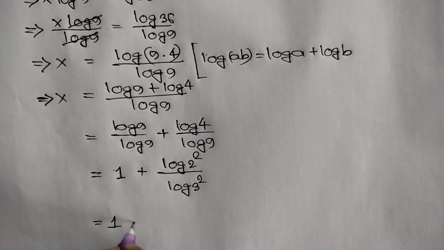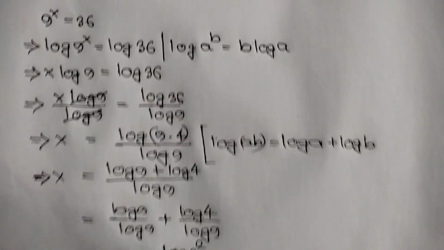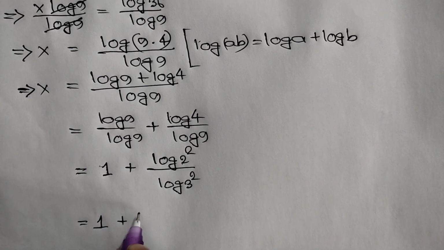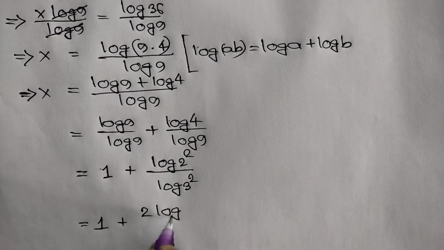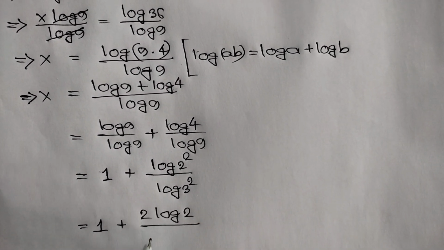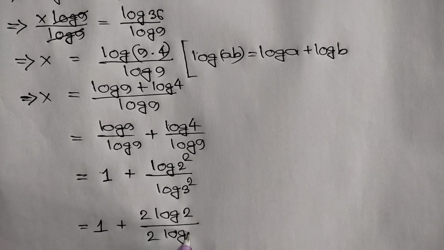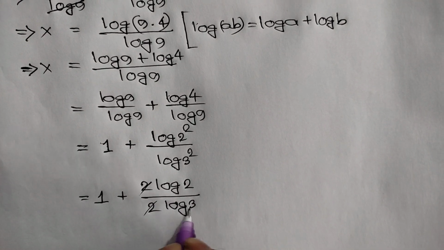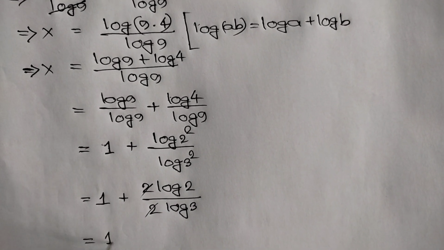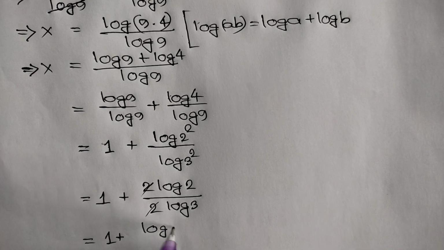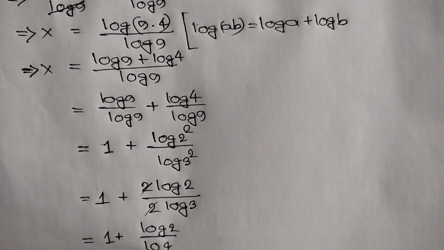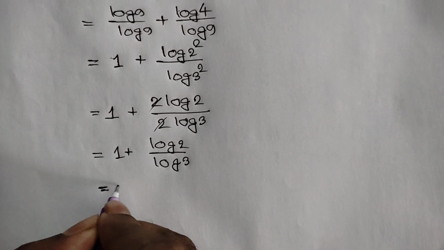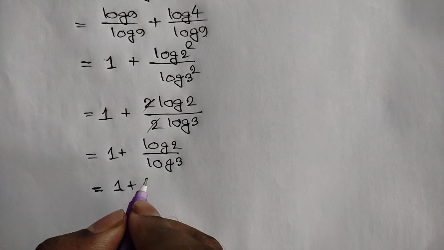Is equal to 1 plus, here we can use this formula again, so we can write 2 log of 2 over 2 log of 3. This 2 cancels out this 2, so it will be remaining log of 2 over log of 3. So x is equal to 1 plus log of 2 over log of 3, and here we can use a calculator.